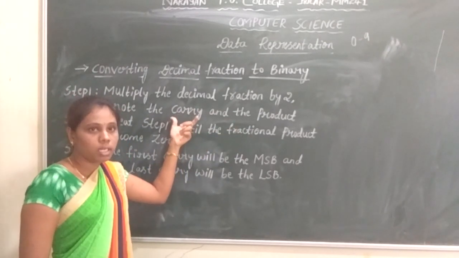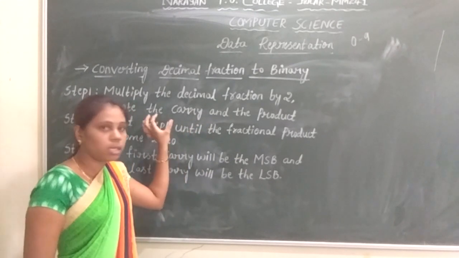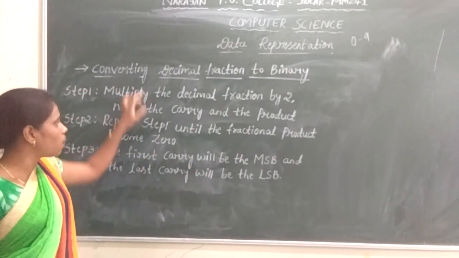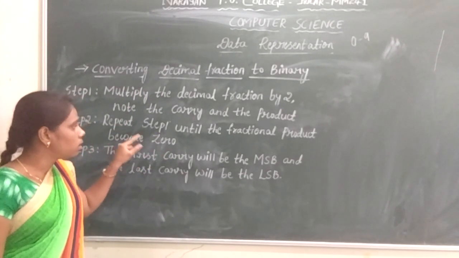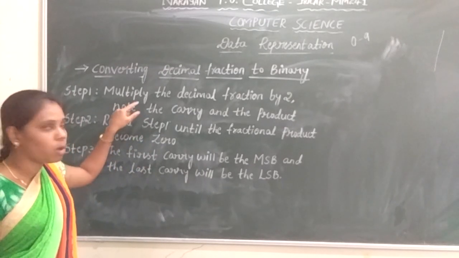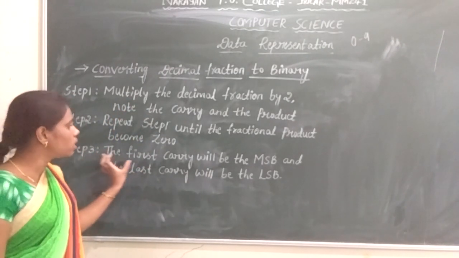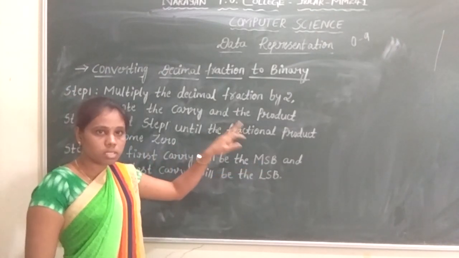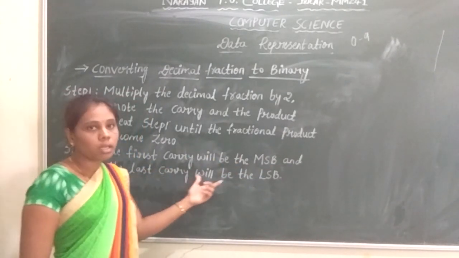Carry is nothing but your integer part and product is nothing but your fractional part, and note down this integer part and the fractional part. In the next step, repeat step 1 until the fractional part becomes 0. Till we get the fractional value as 0, we need to perform the same multiplication operation. In step 3, the first carry will be the MSB, whatever value we get first, and the last carry will be the LSB.